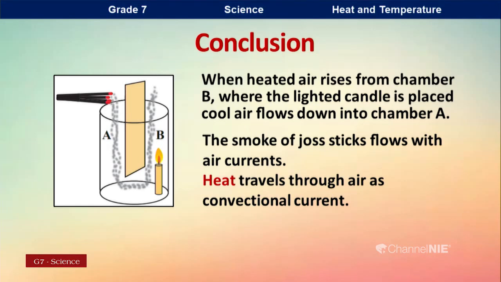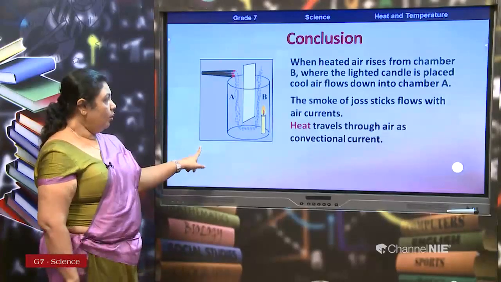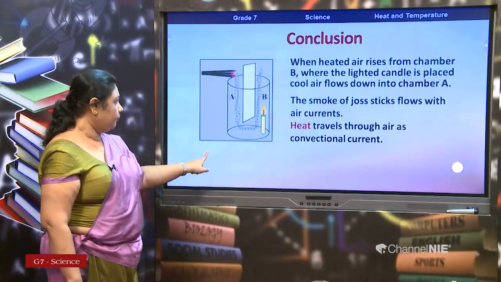What is the first conclusion? When the candle heated up the air particles on the B side, they move up, and the cooler air on side A moves to that side. So, heat travels through air as convectional current. Now, we will move to the other one.